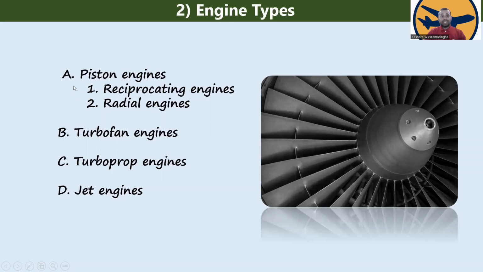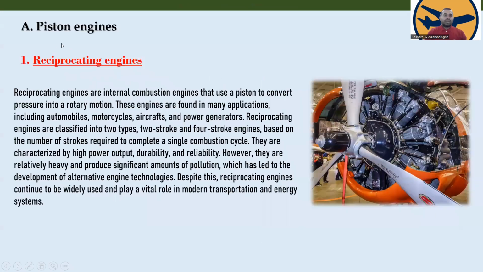Engine types, right? So under engine types, you can see the piston engine. Piston engines can be divided into reciprocating engines and radial engines. And then the turbofan engine, turboprop engine, and jet engine. All right, so let's go one by one. Under piston engine, the first one, reciprocating engine. You can see this is the reciprocating engine, right?